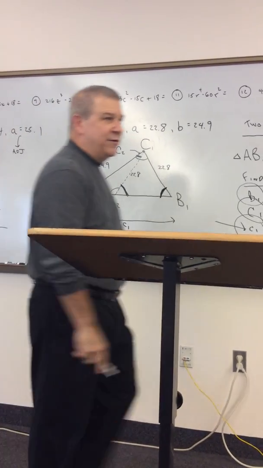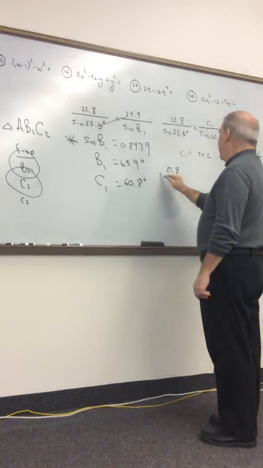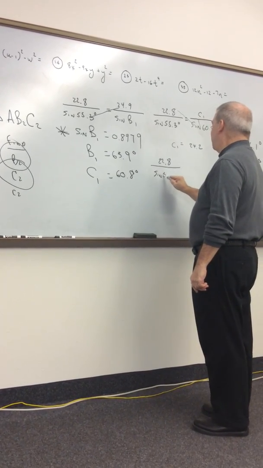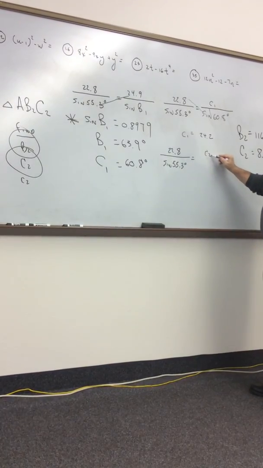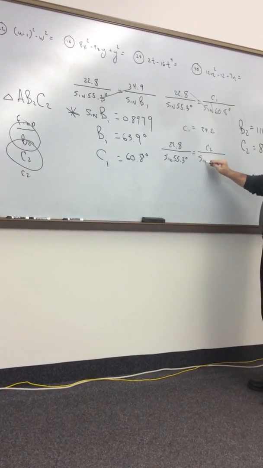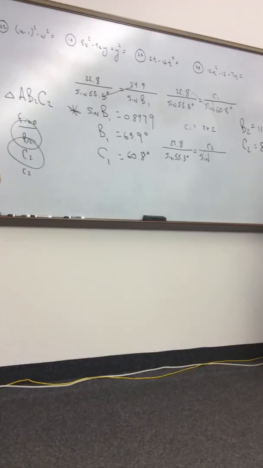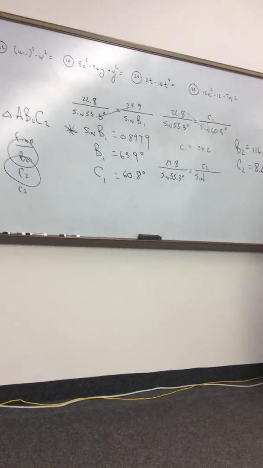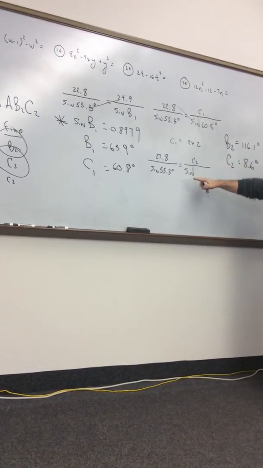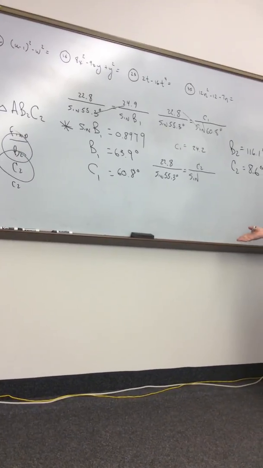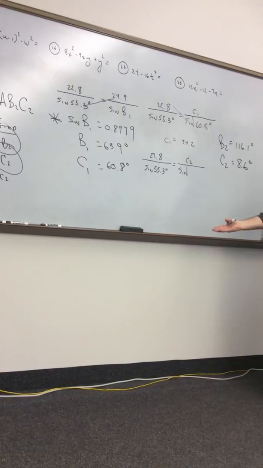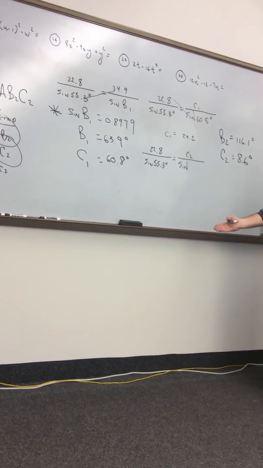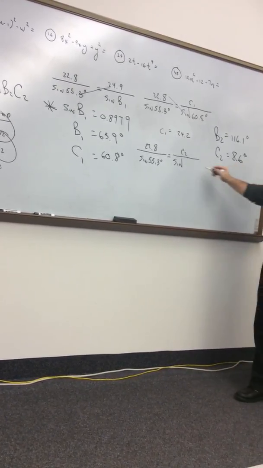So what am I gonna do? I'm gonna write another little proportion. So here we go again. 22.8 over the sine of 55.3 equals little side C sub 2 over the sine of what? Make sure you got the right angle in there. Little side C sub 2 over the sine of, what's the angle? It's on the board. What's the angle? 8.6.